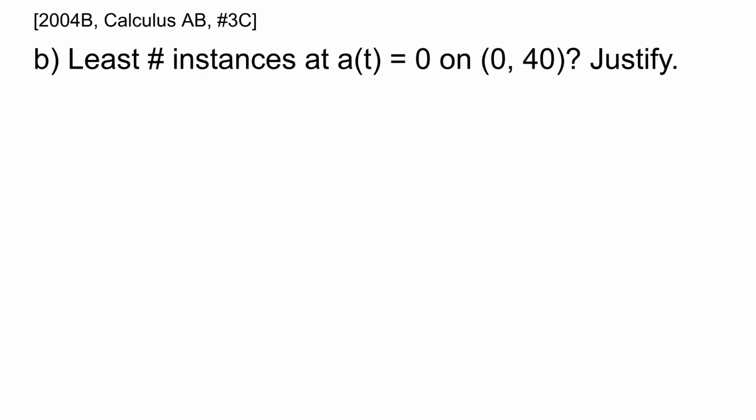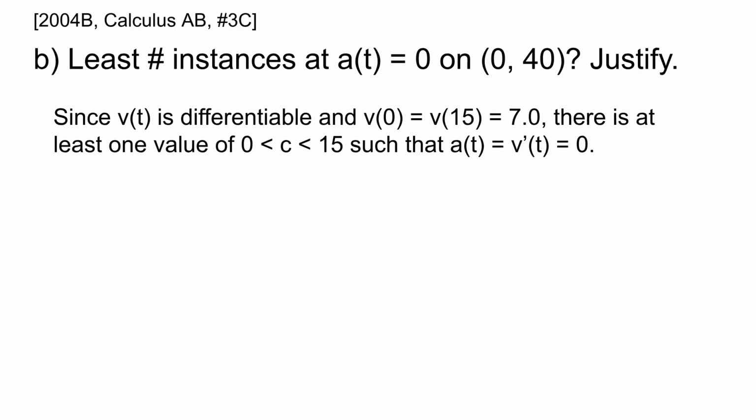In part B of this question, we are asked to determine the least number of instances at which the acceleration of the plane is equal to 0 on the open interval from 0 to 40, and to provide justification for our conclusion. Because v of t is differentiable, and v of 0 and v of 15 are both equal to 7, there must be at least one value of c between 0 and 15, such that a of t, which is the derivative of v of t, is equal to 0.